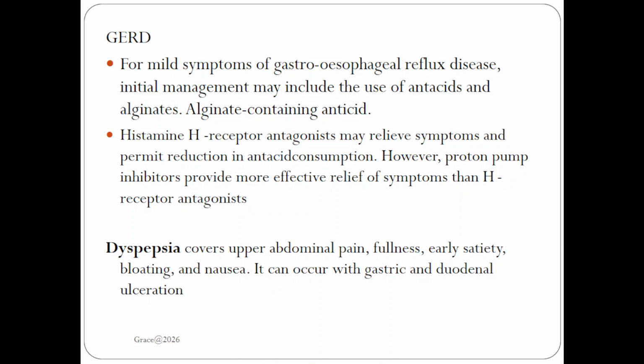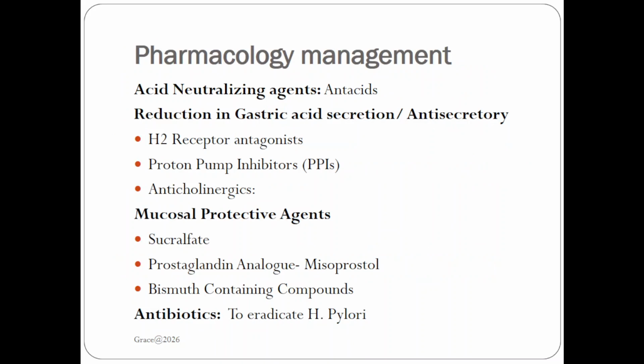Your patient may also have what we call dyspepsia, which covers upper abdominal pain. That's how it would present. You will have fullness, the person feels full even when they have not had a heavy meal. You can also have early satiety, bloating, and nausea. It can also occur with gastric and duodenal ulcer. Those are dyspepsia. What's the pharmacological management?